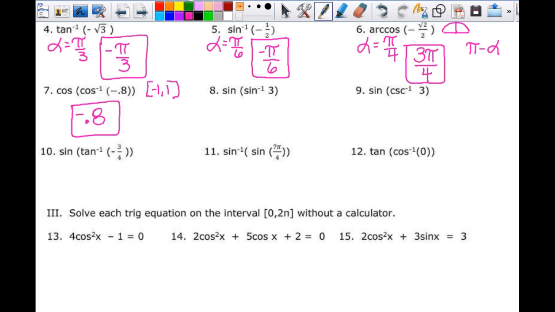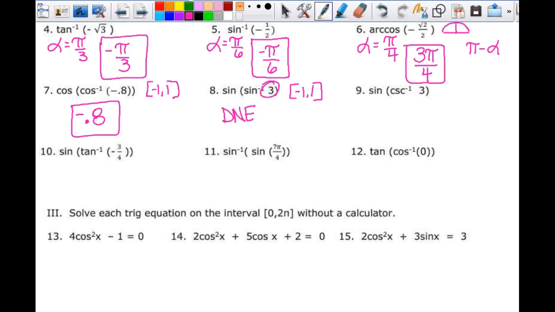When I look at 8, my sine inverse of 3, my domain for my inverse is negative 1 to 1. 3 does not fall into that. I can't take the sine inverse of 3 because the highest number I could get would be a 1. And so this just does not exist, or none, or some version of that.